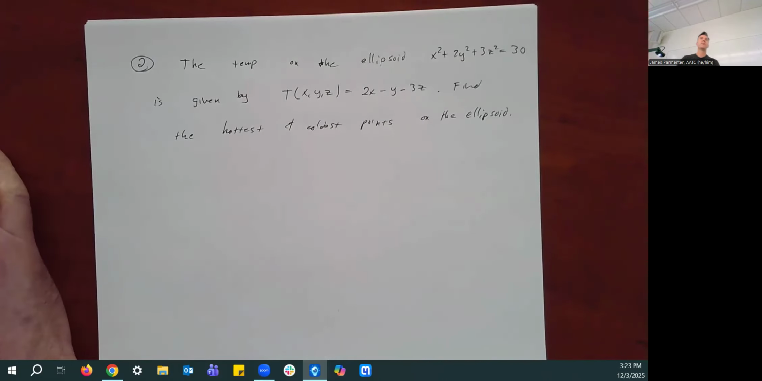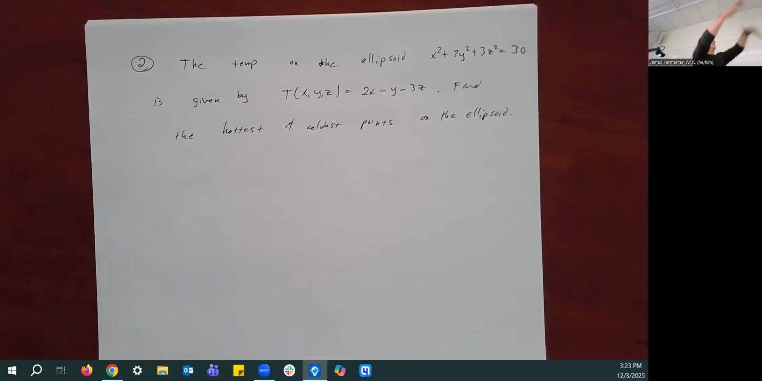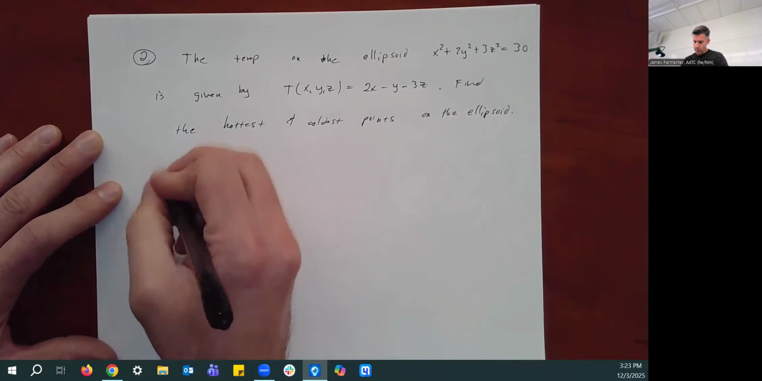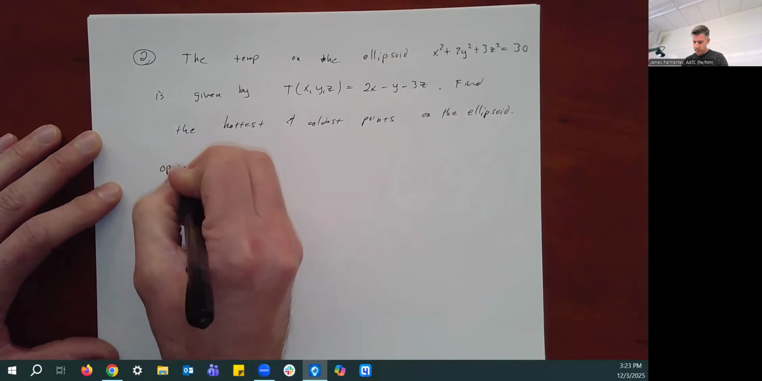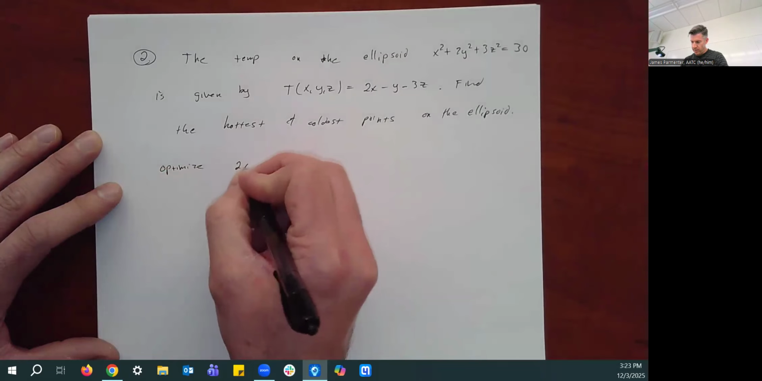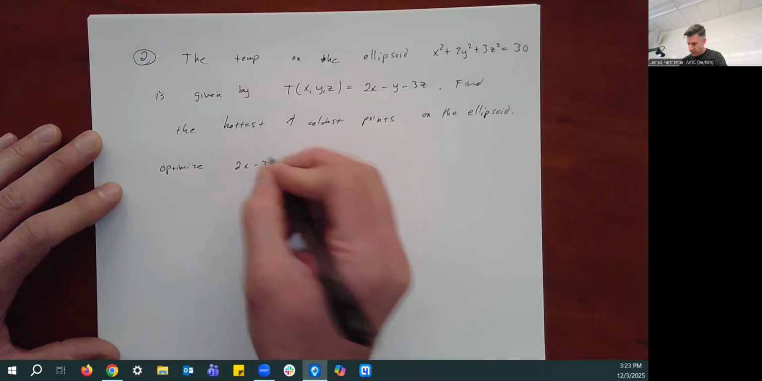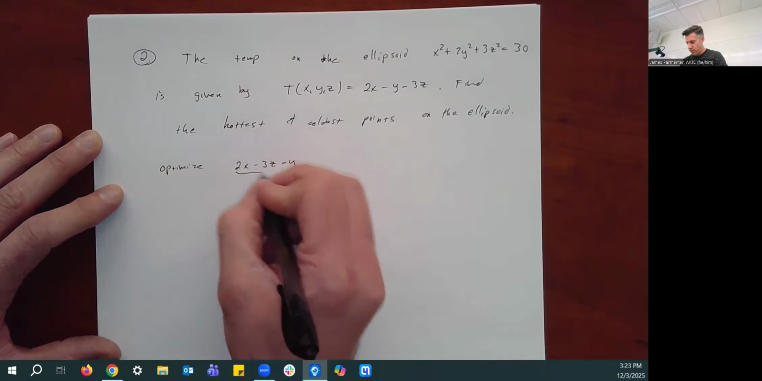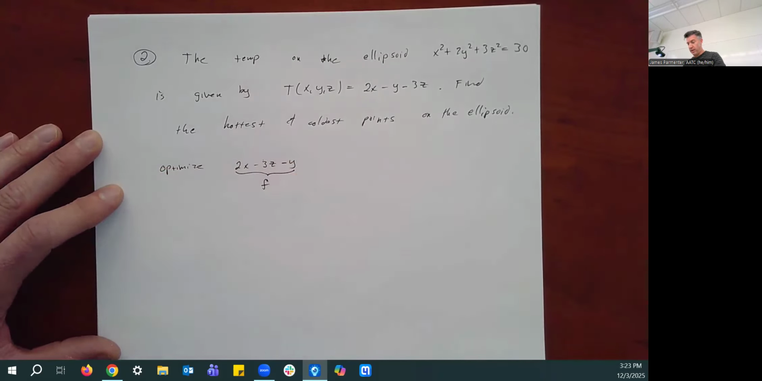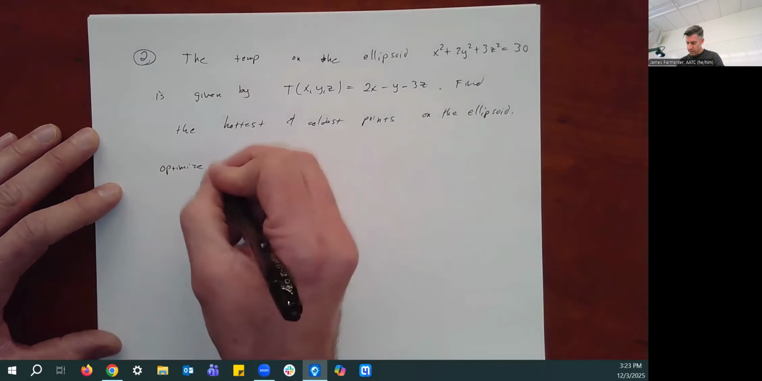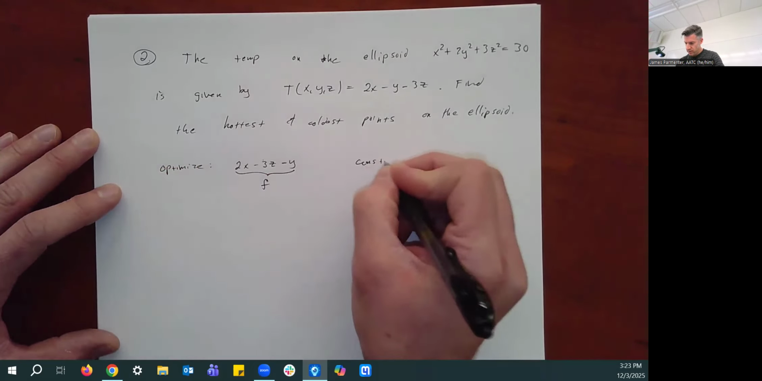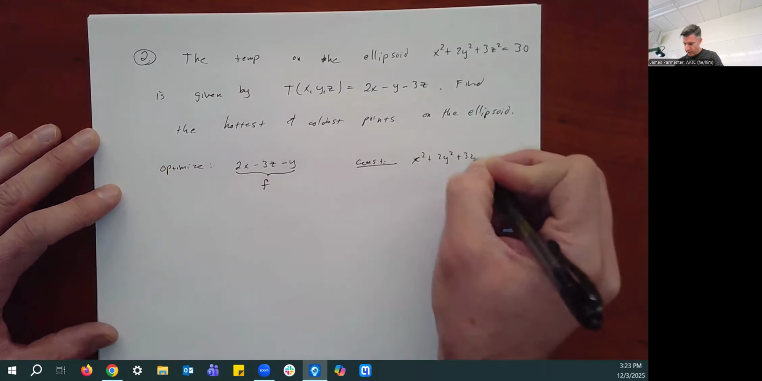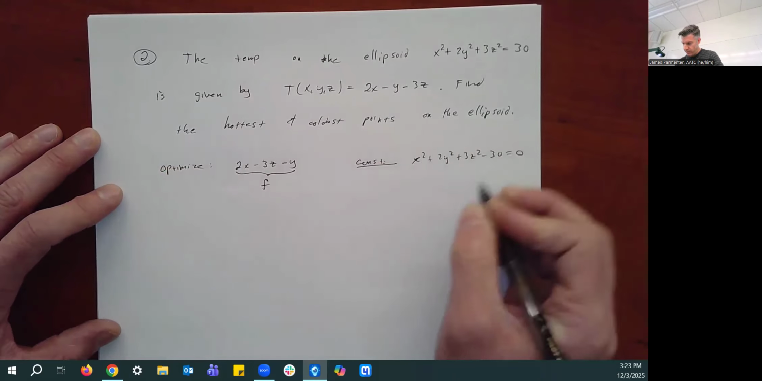Cool or hot. So it's the same process, right? So we're trying to optimize our 2x minus y minus 3z. Sorry, that's our thing we want to maximize or minimize. And then our constraint is x squared plus 2y squared plus 3z squared minus 30 equal to 0.